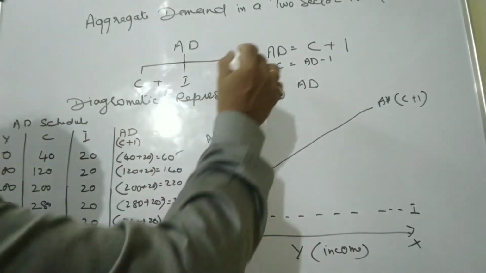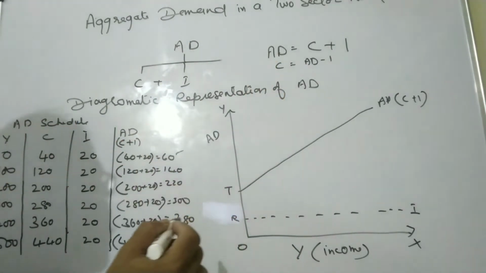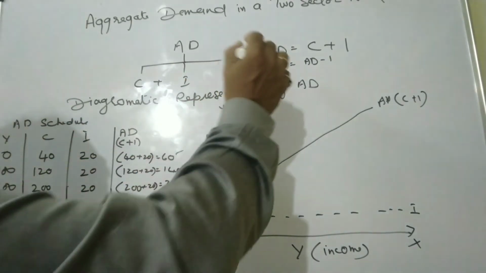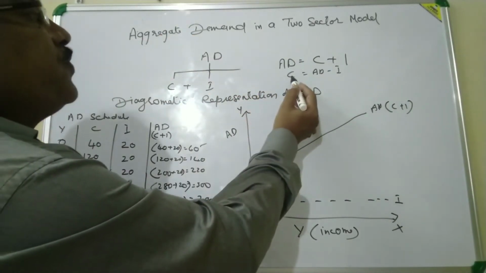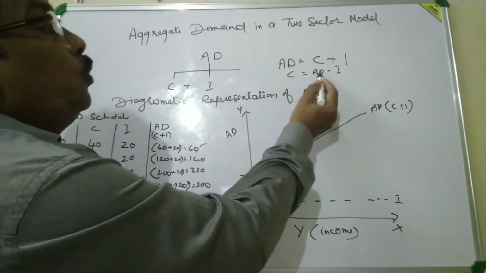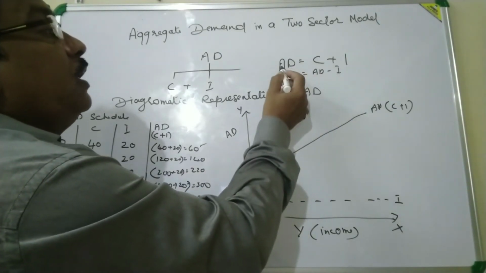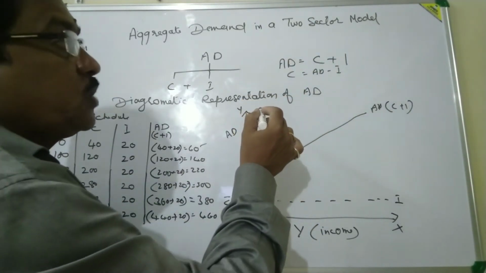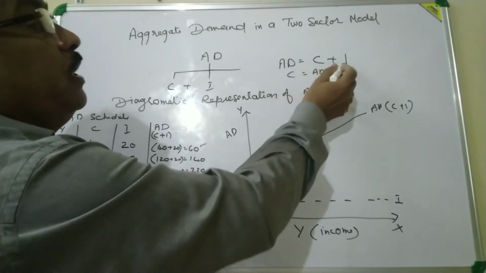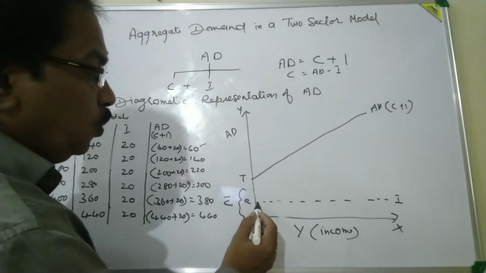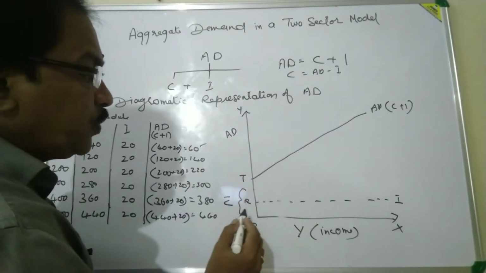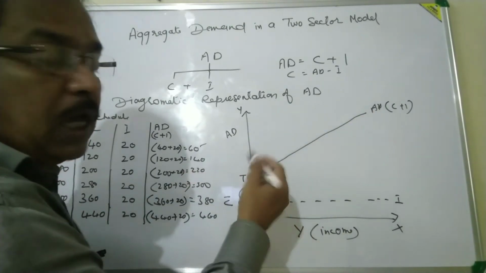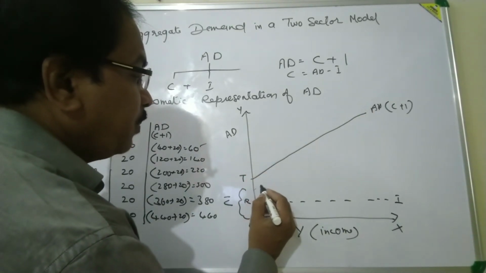Now we will calculate autonomous consumption, that is C. How to calculate C? We calculate C as C is equal to AD minus I. We have already seen AD is equal to C plus I. So from this we are going to calculate C, consumption expenditure. C is equal to AD minus I, investment. So this is your investment expenditure, what I have shown. Now when I deduct this investment expenditure from your AD, I will get C. So let me subtract that.